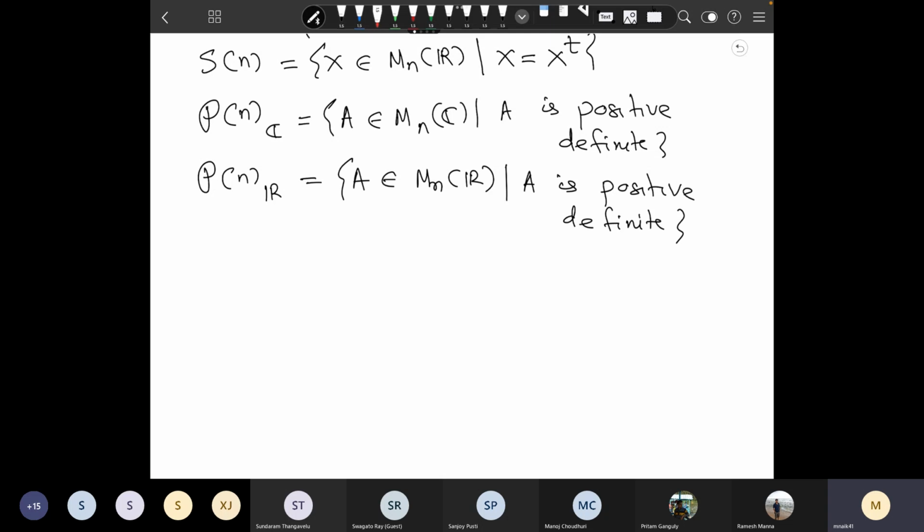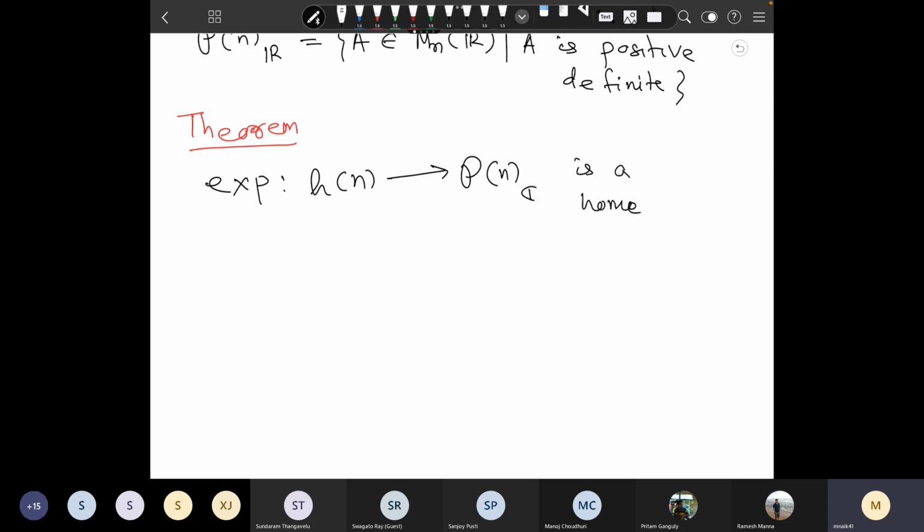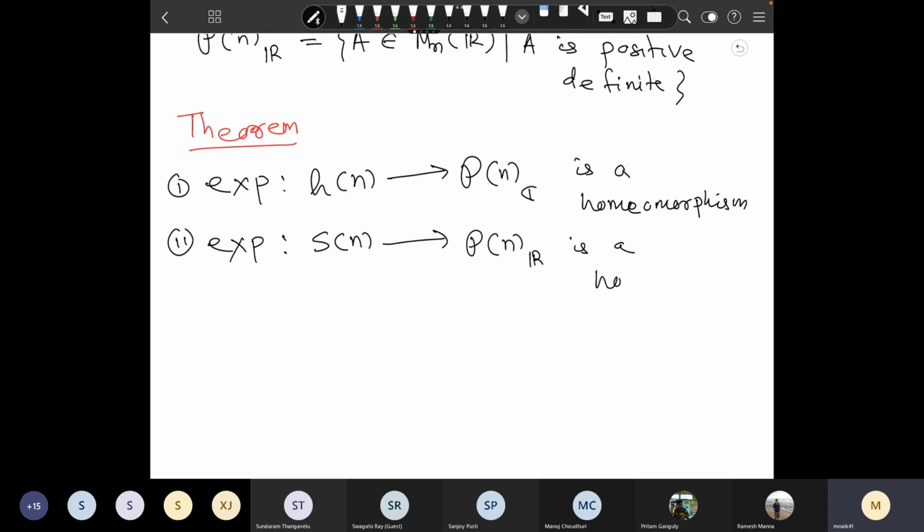So the last theorem which we have proved in the last class: the exponential map from H_n to P_n(C) is a homeomorphism. And also we have shown that the exponential map from symmetric matrices to P_n(R) is also a homeomorphism.